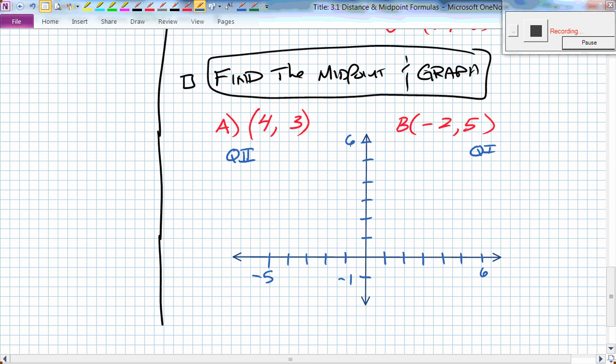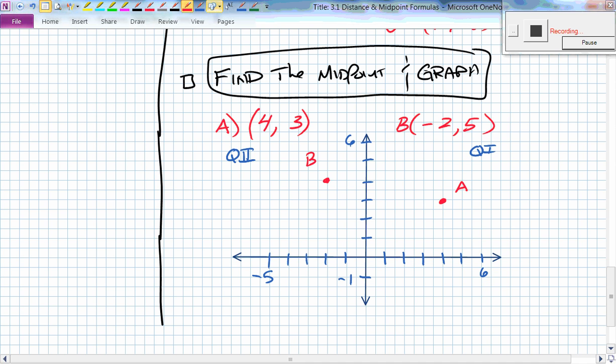Since A is in quadrant 1, I'm going to go over 4 and up 3, and I'll do that in red so we can see it. Go over 4, 1, 2, 3, 4, up 3, 1, 2, 3. This right here looks like point A. You guys with me on that part? Yeah? Okay, B is at (-2, 5), so that looks like I'm going to be right here. All right, and here's point B.